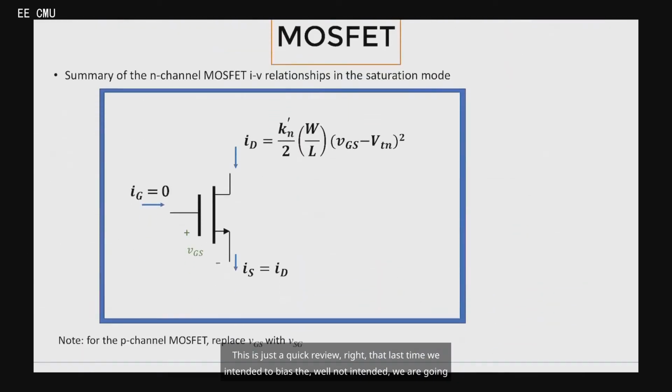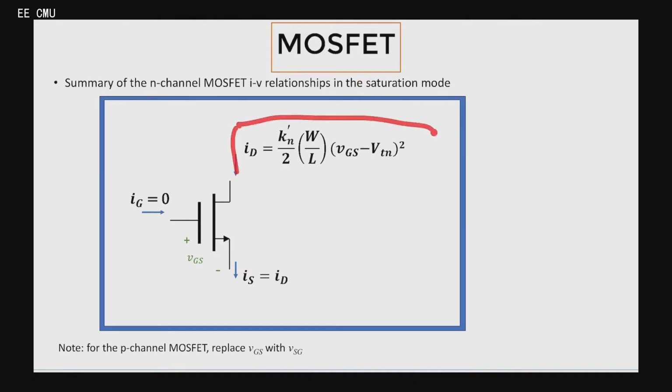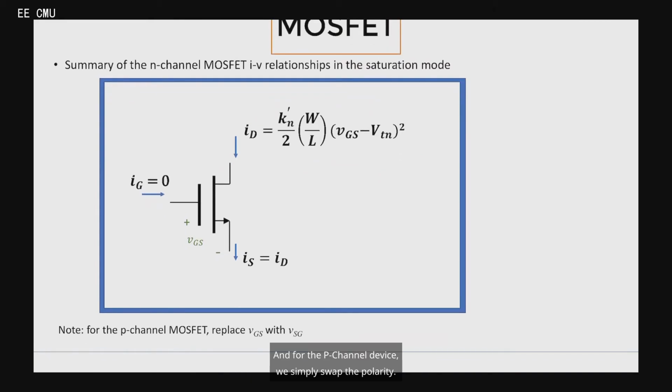Last time we intended to bias the, well, we are going to design the MOSFET to operate in the region called saturation mode only. So the current will be like this. This is the equation used for the calculation, and for the P-channel device, we simply swap the polarity.